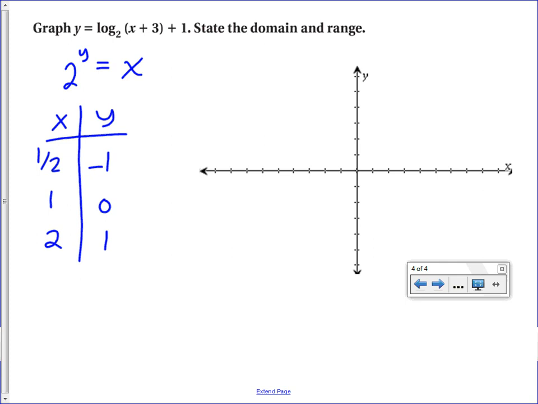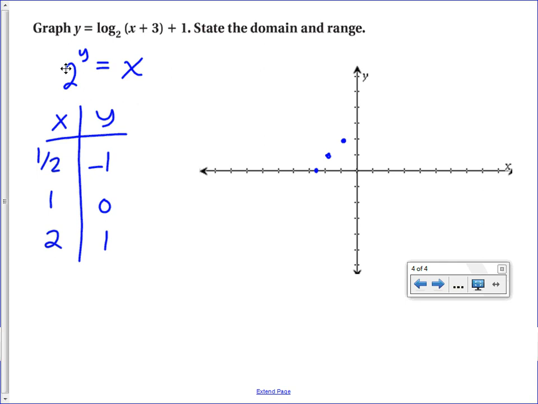Now these 3 points I have to shift them. 3 units to the left, because that's what h tells us to do, and 1 unit up, because that's what k tells us to do. So we're going to find 1/2, comma -1, and then shift it 3 units to the left. 1, 2, 3, and 1 unit up. I ended up here. We're going to find 1, 0. And then we're going to shift it 3 units to the left and 1 up. I ended up right there. We're going to find 2, 1, and shift that 3 units to the left and then up 1. And I ended up here.